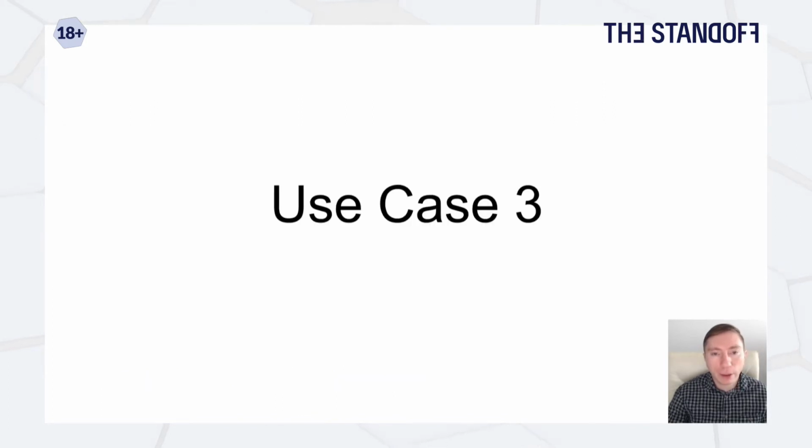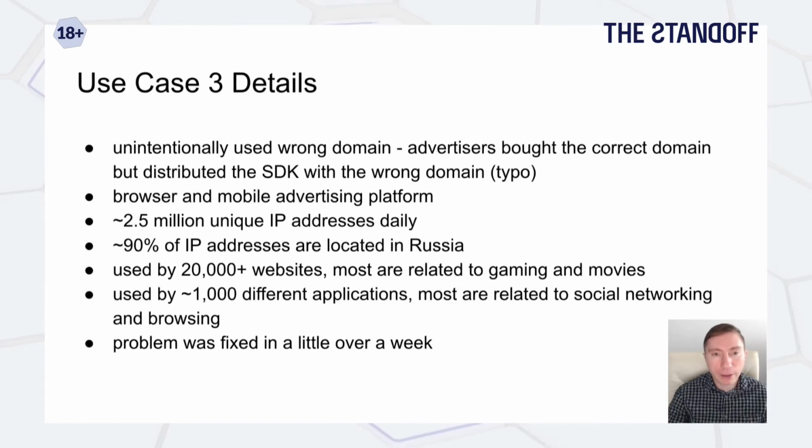The third use case is about an unintentionally used wrong domain. In this case, advertisers bought the correct domain, but somewhere a wrong domain with a typo was distributed. We know that it was a typo because it looked like a typo, and after we fixed the typo, we found out what the real intended domain was that was already bought by the advertisers. And it was a company that was relatively new. They looked to be still in development.